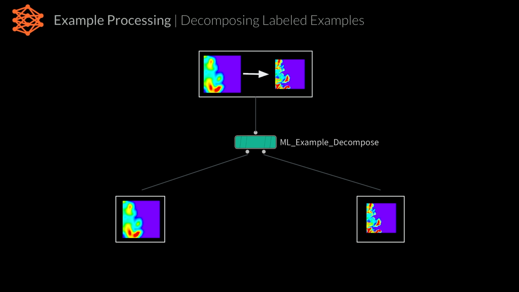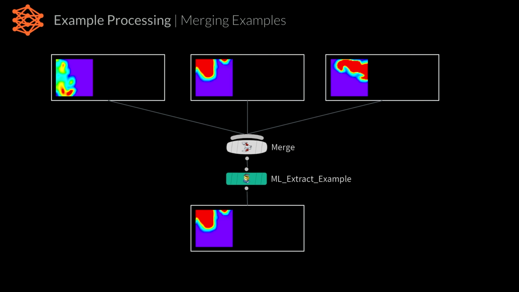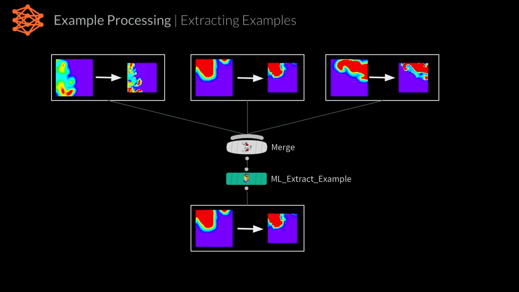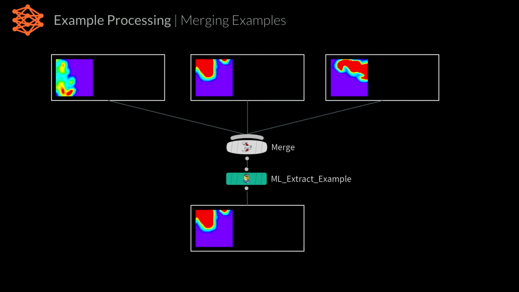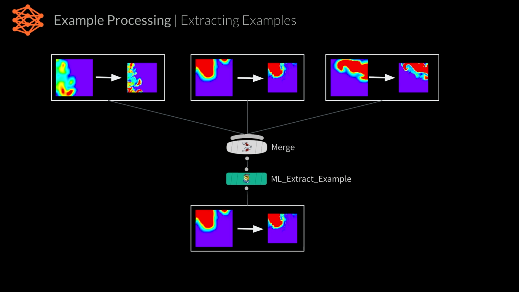Decomposing labeled examples is the opposite operation. So you have a labeled example, you have this arrow, you have this input, you have this ground truth, you pick it apart again. This is all built on packed primitives in SOPs, so merging examples into data sets of examples is very natural. You use the simple SOP merge. You don't have to do anything special. If you want to look at specific examples in your data set, you can use the ML extract example node. This slide was showing it for unlabeled examples, but you can do the same thing for labeled examples.